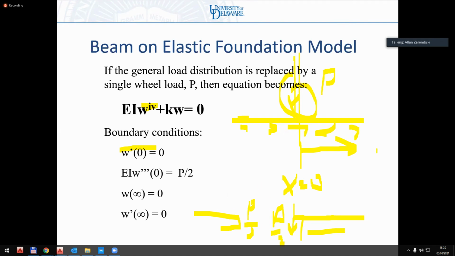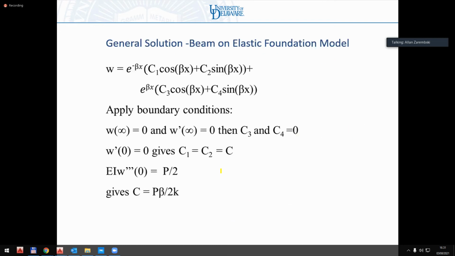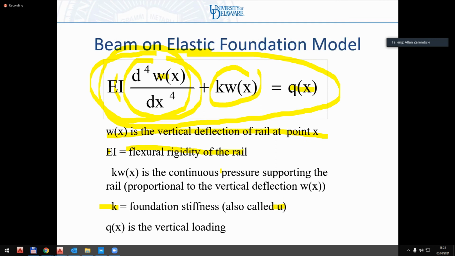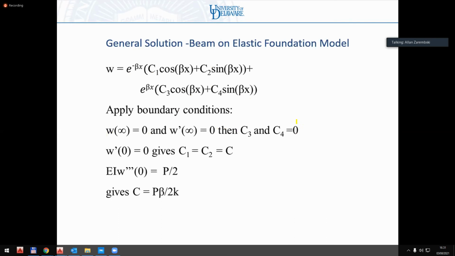And then I know that at x equals infinity, my deflection is 0, and at x equals infinity, my slope is 0, because this damps out at some point. So I now have 4 boundary conditions. The classical solution to this fourth order ordinary differential equation, when this is 0, and I have the 4 boundary conditions I just defined, is this. This comes back to both Winkler and Timoshenko and many others who worked on this one.